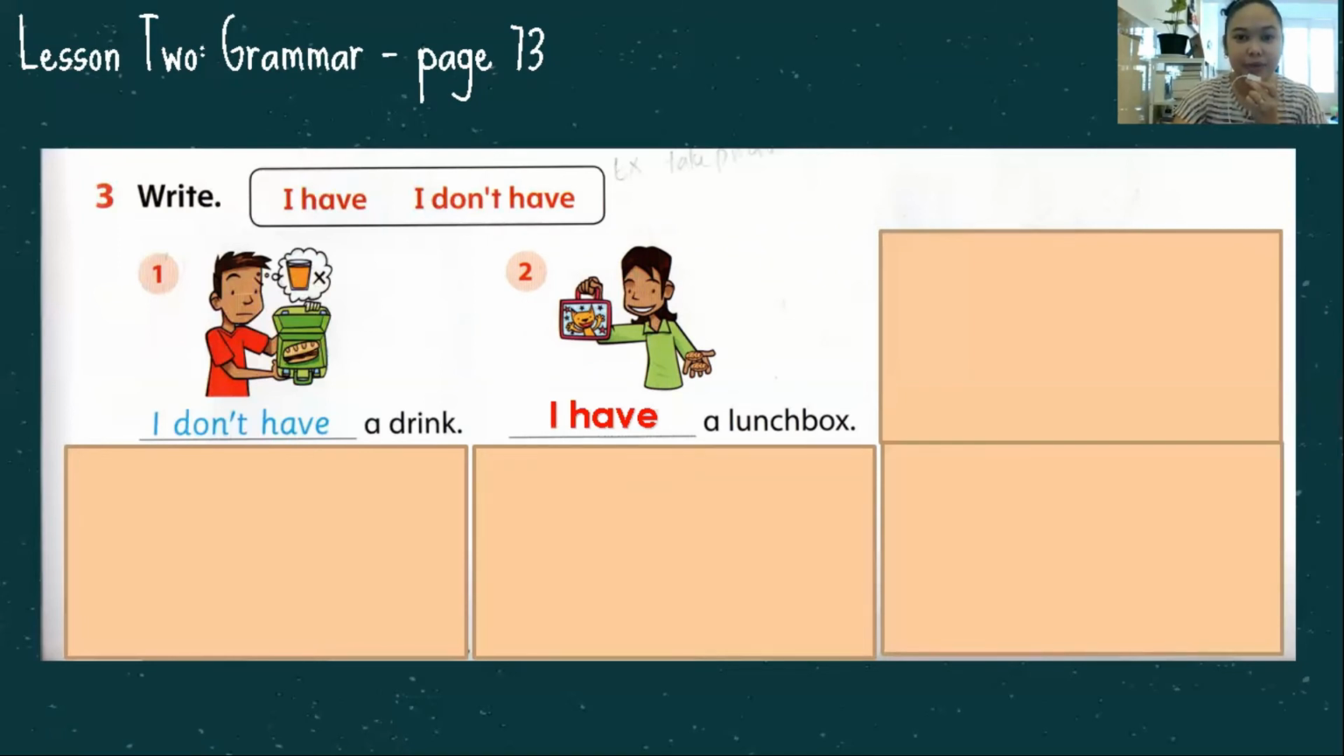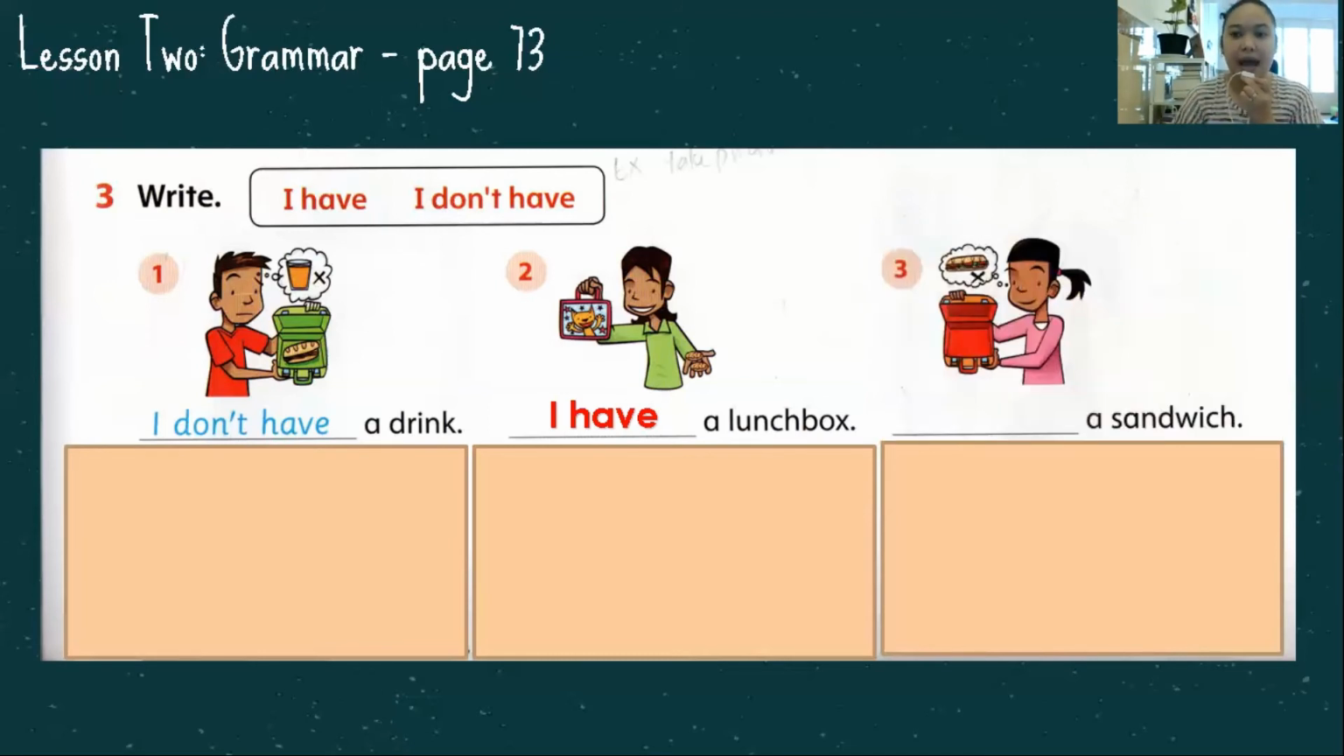Let's move to number 3. Look at the picture. A sandwich. Is it I have or I don't have? Write your answer. Okay, let's check. The correct answer here is I don't have. Yes, I don't have a sandwich.